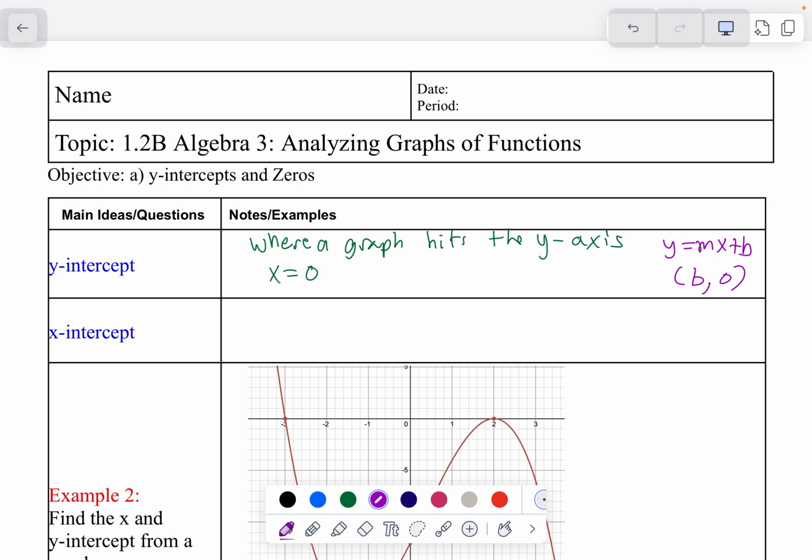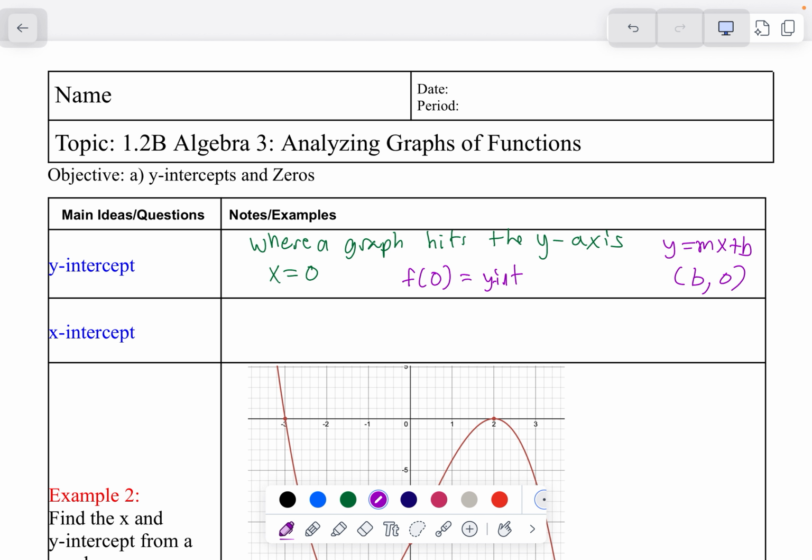Now for more complicated functions, you just get to plug in 0. So f of 0 is our y-intercept. Just plug in 0, it's the easiest one to find. So x is 0, so plug in 0, and that's going to be your y-intercept.